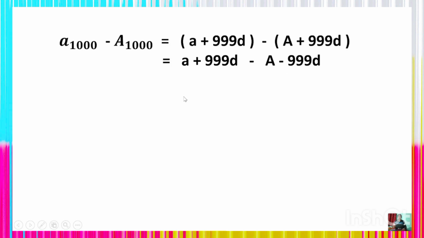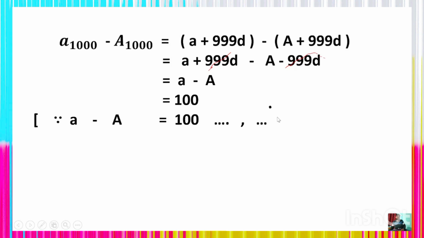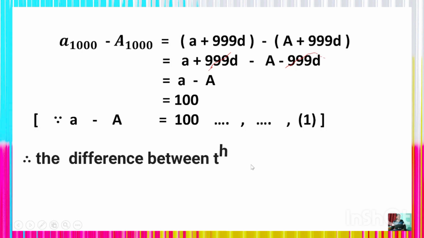The sign will change. Here also you can cancel. The plus 999D and minus 999D will cancel, and after cancellation it will be small a minus capital A. We know that small a minus capital A is 100, because we have already explained it in equation 1. Thus we get that the difference between the 1000th terms of both APs is also 100.